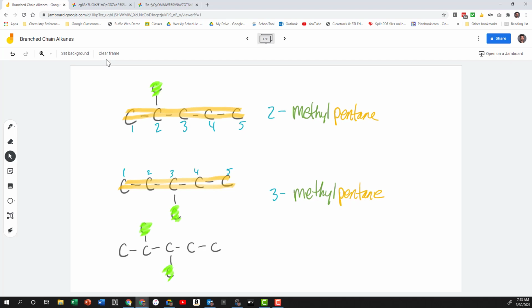And now, this is how we name this guy. We're going to, again, assign numbers to the carbon atoms. So it's going to be 1, 2, 3, 4, 5. In this case, we write 2, 3, and because there are 2 of them, we use the prefix di, dimethyl, and then pentane. So it's 2,3-dimethylpentane.